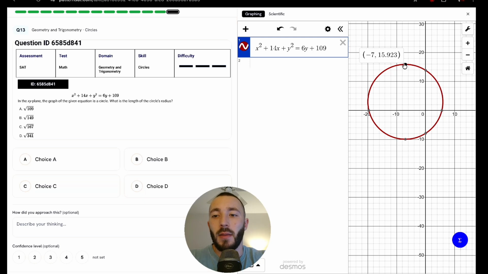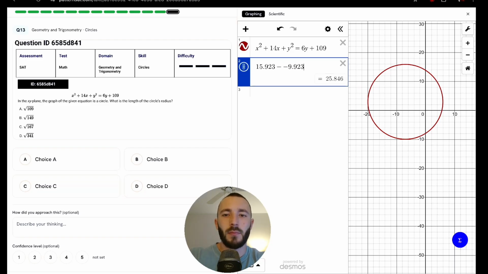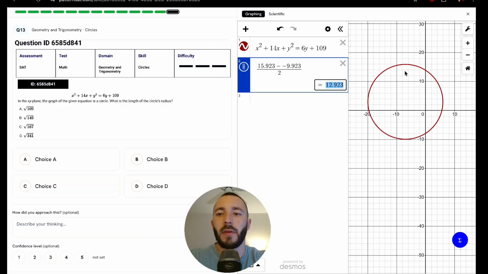So that's a really easy way to find the minimum or maximum of a parabola or any type of function. Okay, here, the top point is 15.923. So I'm going to copy that. And the bottom point is negative 9.923. So the difference between them is going to be the diameter. Half of that is the radius. So the radius is about this. Again, it might be doing a little bit of rounding here, I'm not sure.